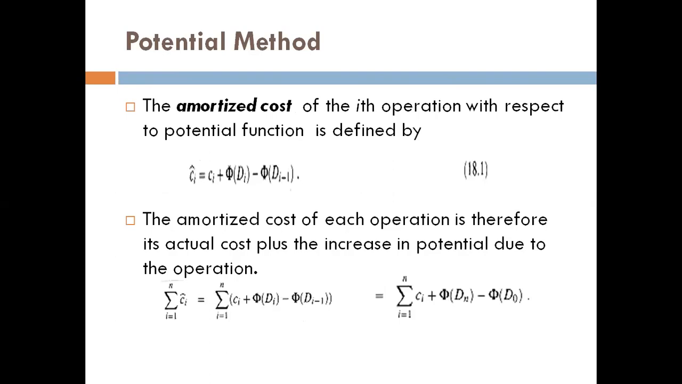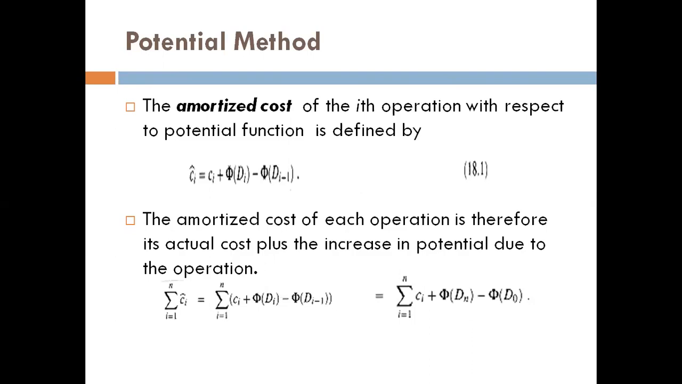Okay, now the next method is the potential method. This method is similar to the accounting method in which the concept of prepaid is used. In this method there will not be any credit, but there will be some potential energy, or potential, which can be used to pay for further operations. Instead of associating potential with a specific object, it is associated with the data structure as a whole.